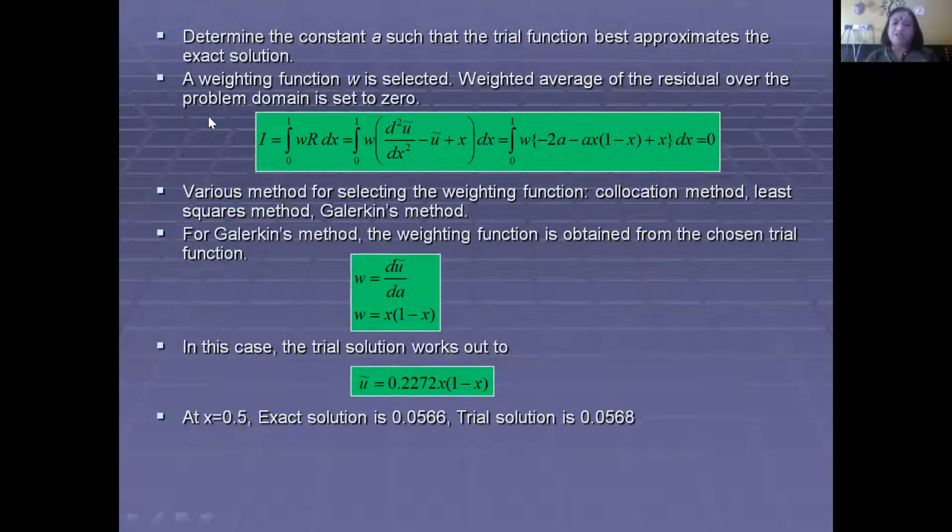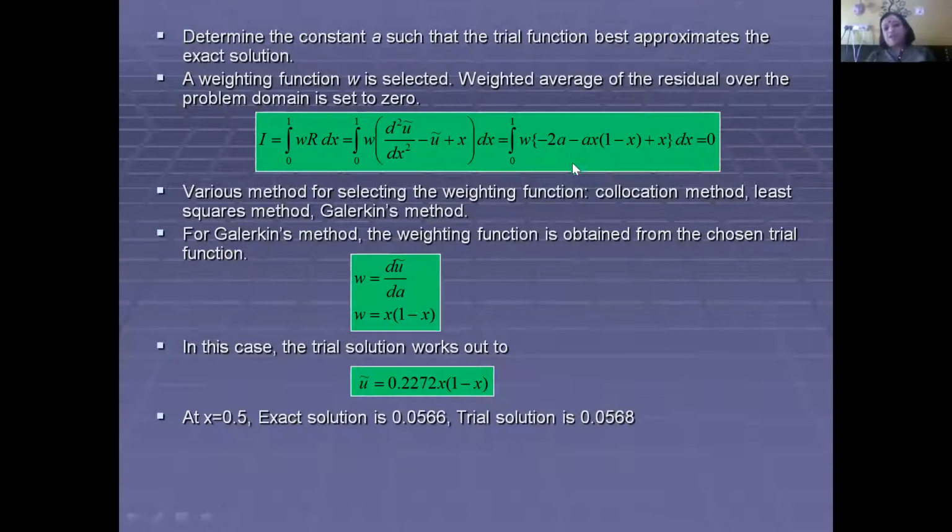That's a different method. In this method, we are going to use Galerkin's method. In Galerkin's method, the weighting function is obtained from the chosen function. How? We choose W to be d u tilde by d a. U tilde you have already chosen. Again, this is completely arbitrary. Of course, there is a mathematical proof behind Galerkin's method, but I'm not going to go there in this course. Let us just use the concept that in Galerkin's method, W is chosen to be du/da. So therefore, W becomes equal to x(1 minus x).